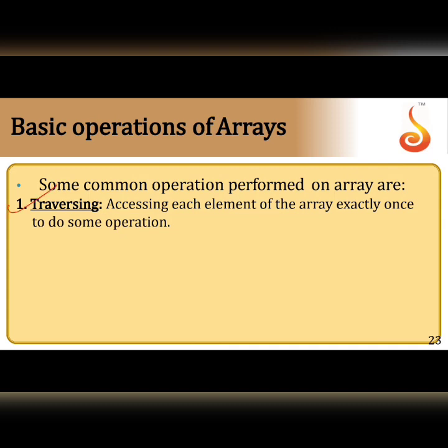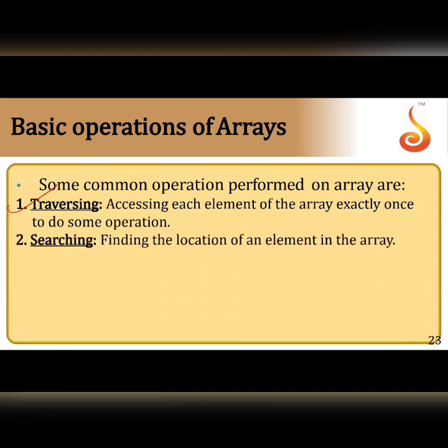Or I can say increment each element of the array by 10. So I will visit the first element, the operation is adding 10, then the second element, or increasing the value of that element by 10. If I am doing that, I need to visit each and every element of the array, because I have to increment it by 10, and I won't be visiting it a second time, because only one time I will visit and increment it by 10. So that is what it means, accessing each element of the array exactly once to do some operation.